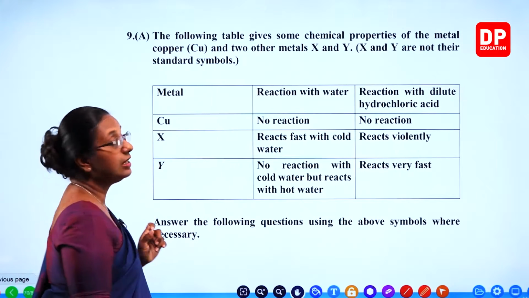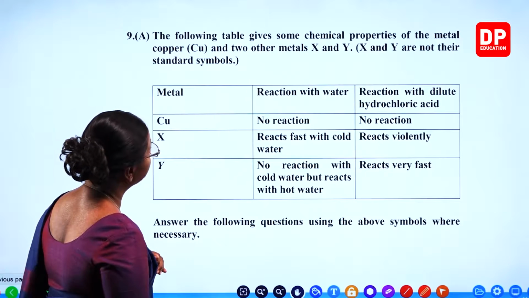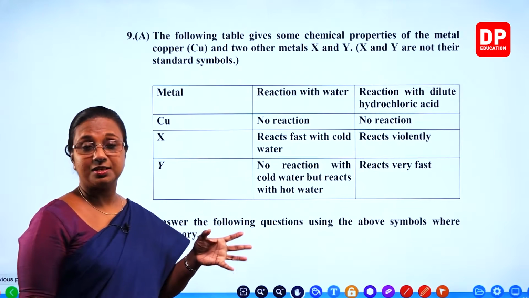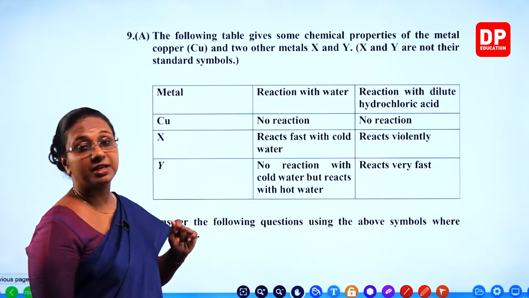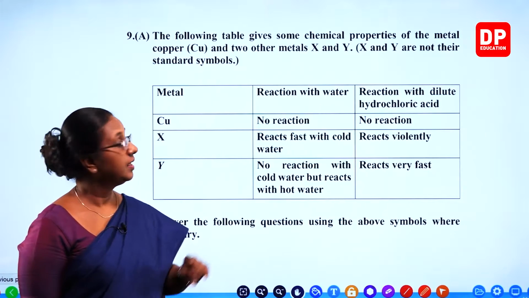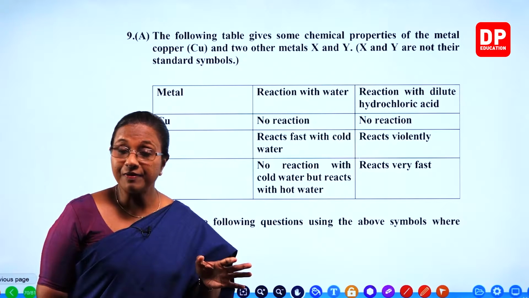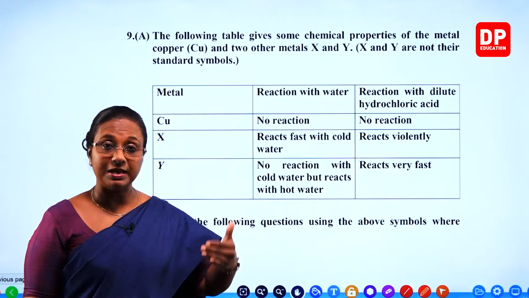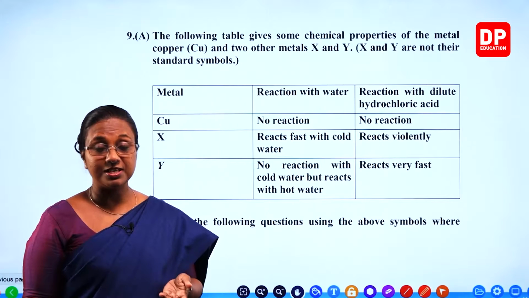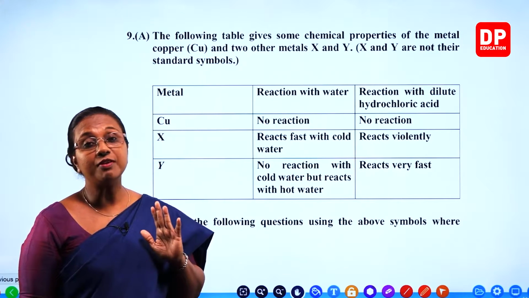Then, if we look at question number 9a, the following table gives some chemical properties of the metal copper. You all are familiar with metals, they have certain properties. So here are the chemical properties of the metal copper and 2 other metals X and Y. And it is said that X and Y are not their standard symbols. You are familiar with the metals, the reactivity, the chemical properties of metals. We have discussed that, and you all know X and Y are not the standard symbols of metals.